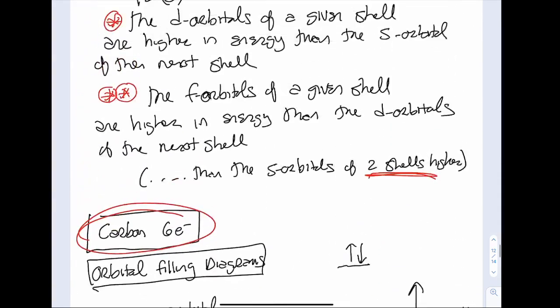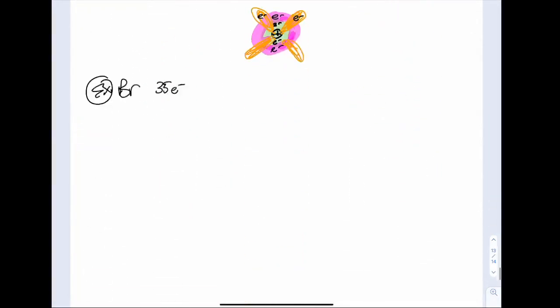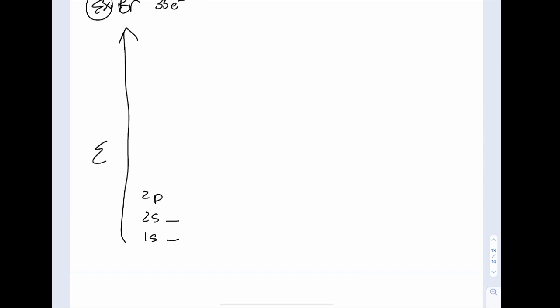So going back up to our order, I'm just going to do the first couple because we've already done them. So I have a 1s, there's 1 of them. 2s, there's 1 of them. 2p, there's 3 of them. So let's go down. This one's going to get kind of big, so make sure you give yourself enough room. So 1s, 1 value for m sub l. 2s, 1 value for m sub l. 2p, 3 values for m sub l, 3 orbitals.